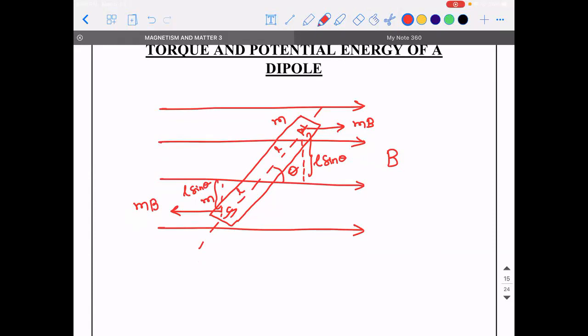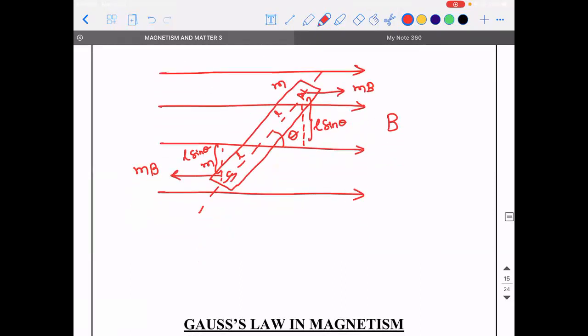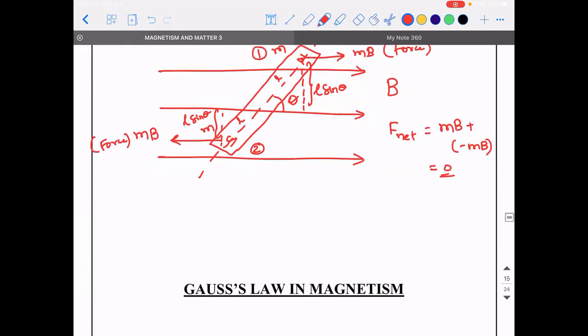Now, what is going to be the net force? There is a force experienced in the rightward direction and a force experienced in the leftward direction. So what is going to be the net force acting on this object? It will be mB minus mB, which is zero. So when you place a bar magnet in a uniform magnetic field, it does not experience any net force. But what about the torque experienced?